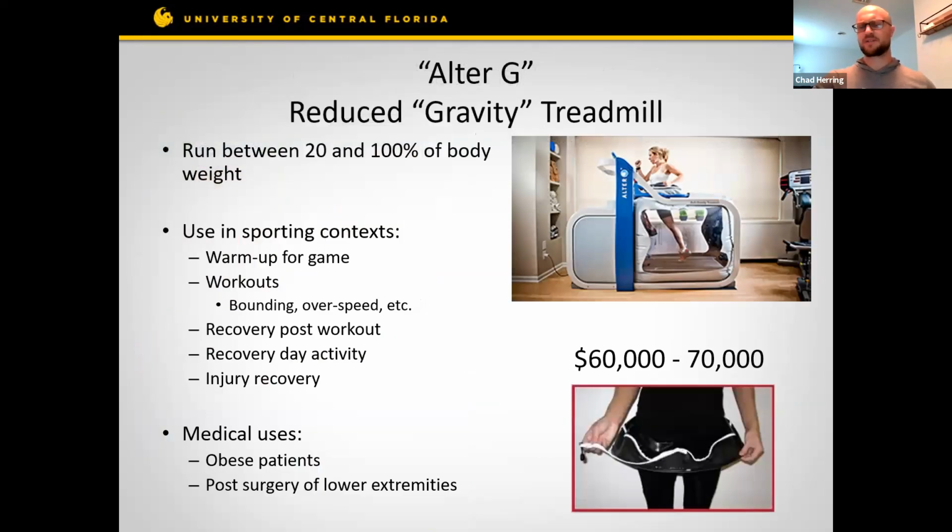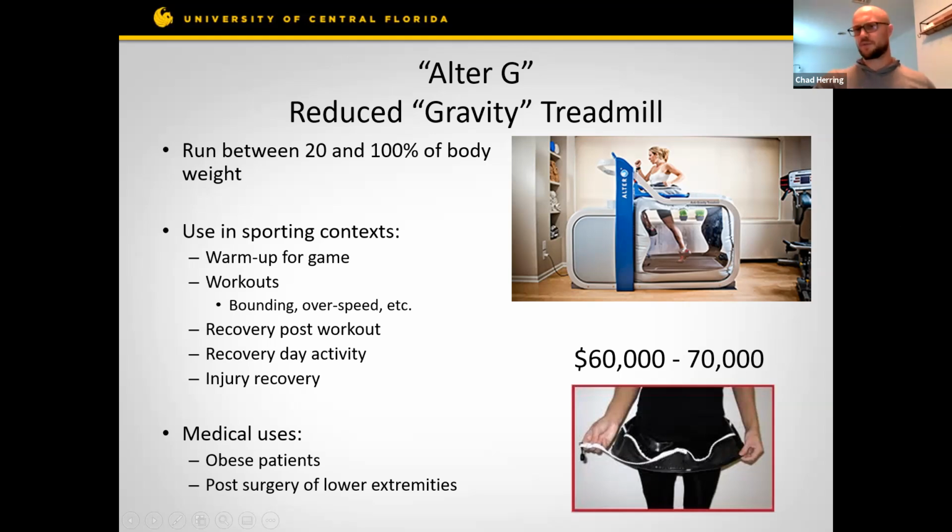Couple examples of technology in exercise science. This is an AlterG reduced gravity treadmill. It's not really reducing gravity, but you get the point. Basically, you can see here she has the waistband on, and then you zip yourself into this, and you can choose what percentage of your body weight to run at. So run between 20 and 100% of body weight. Actually, I think it gets lower these days than 20%.